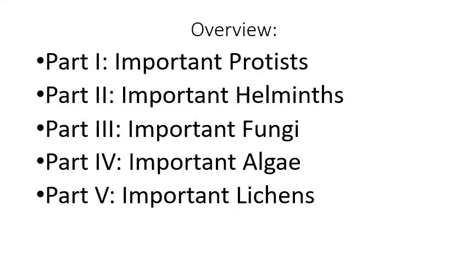Okay, so as I said, chapter 5 in the textbook actually deals with 5 different types of eukaryotes. Chapter 4 is about prokaryotes, chapter 5 is about eukaryotes, and the eukaryotes that fall under the umbrella of microbiology are protists, helminths, fungi, algae, and lichens. And today we're just going to discuss the protists.